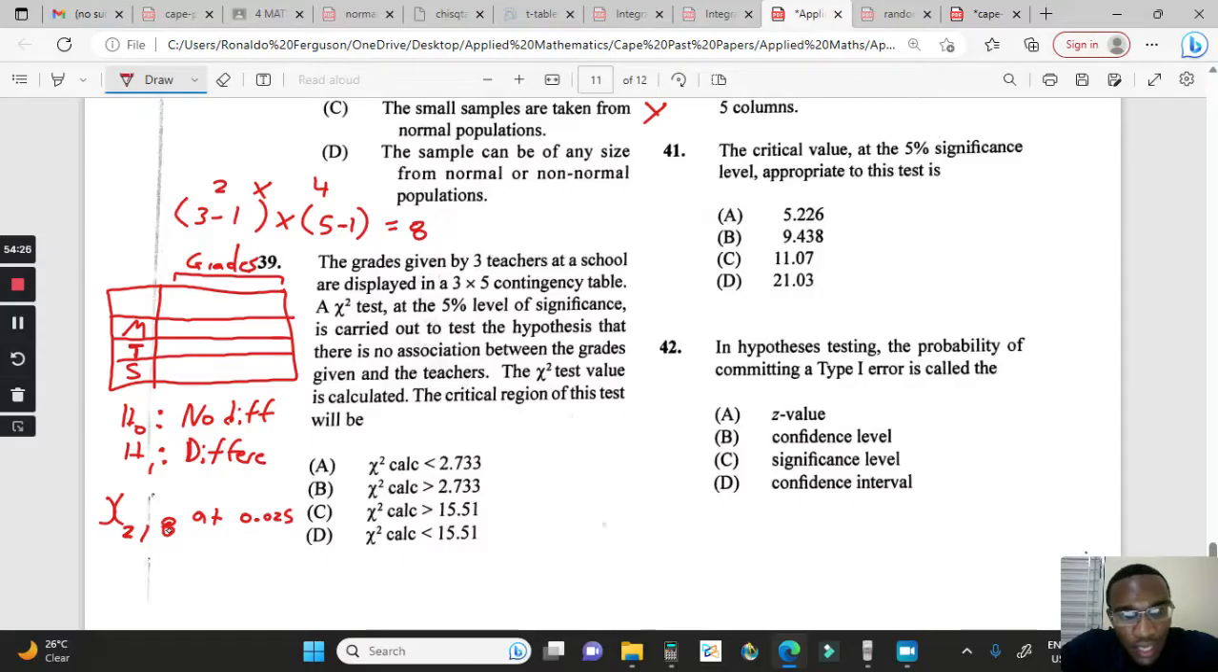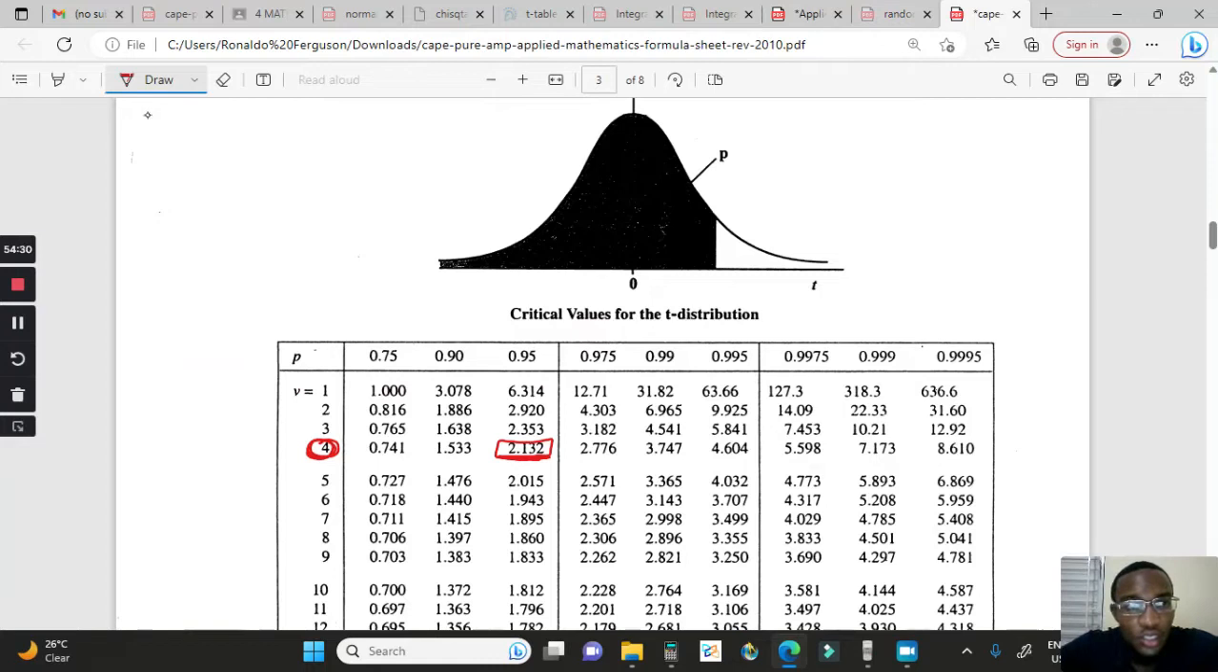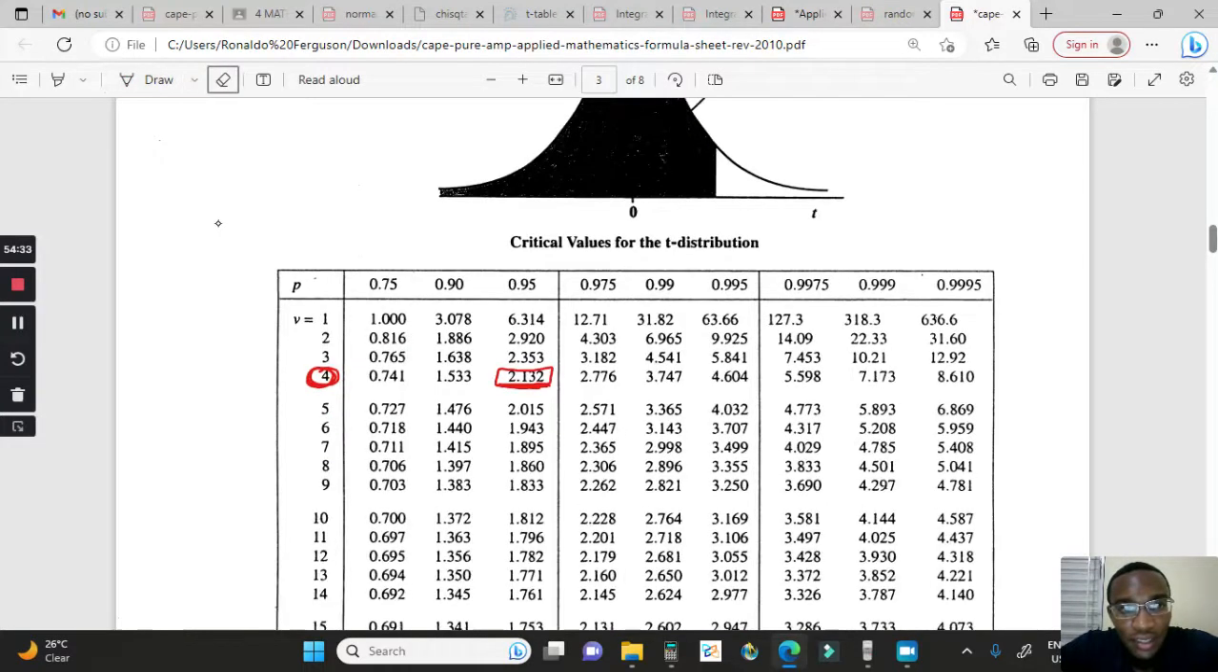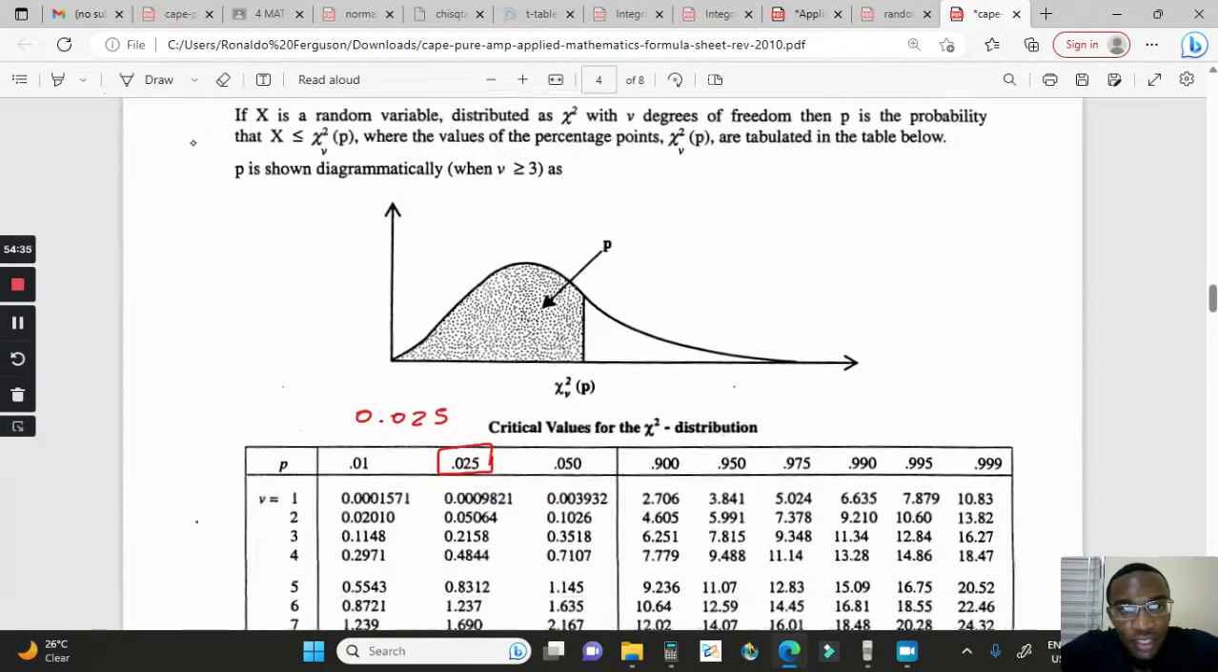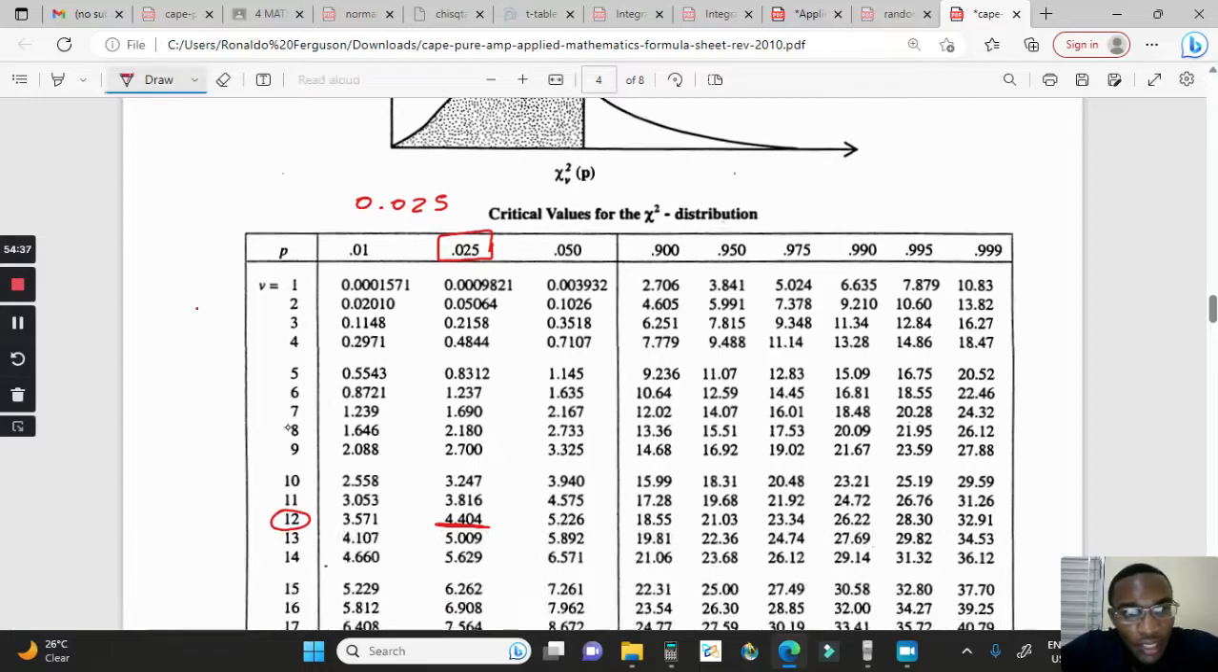So 8 degrees of freedom, 0.025. So let's go to our chi-square again. 8 degrees of freedom. Here is 8 degrees of freedom. I'm looking at 0.025. All right, and this is it.